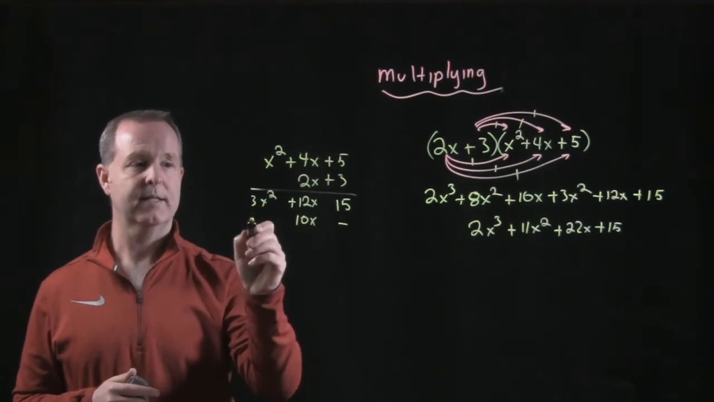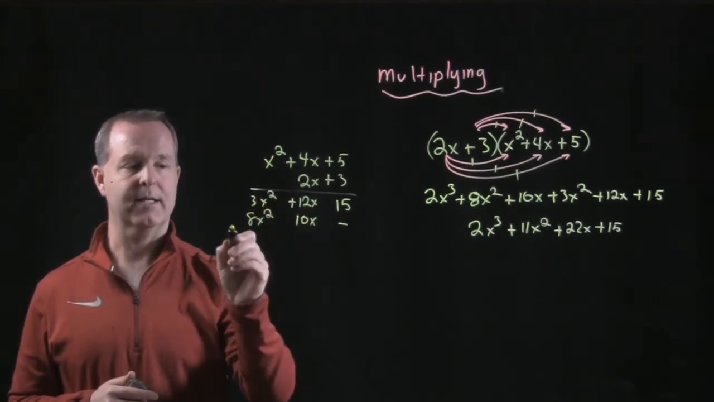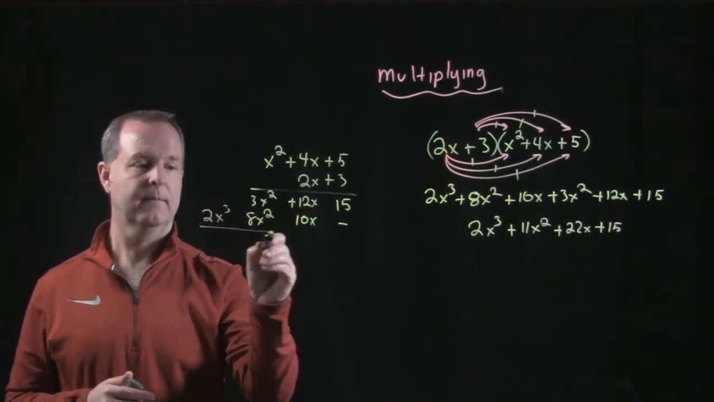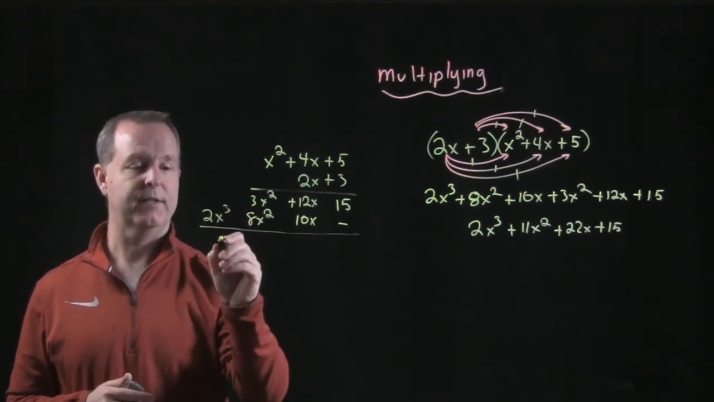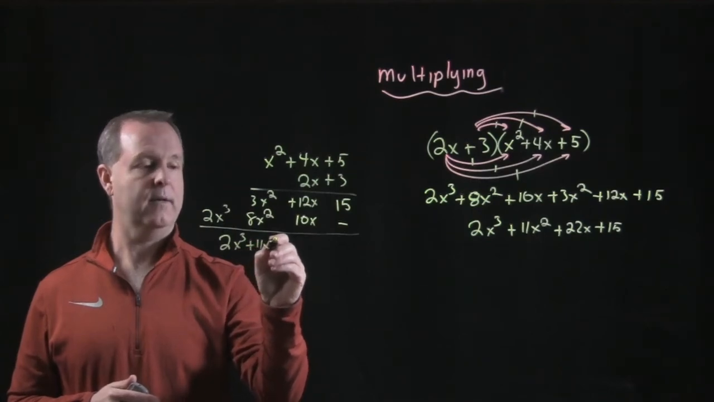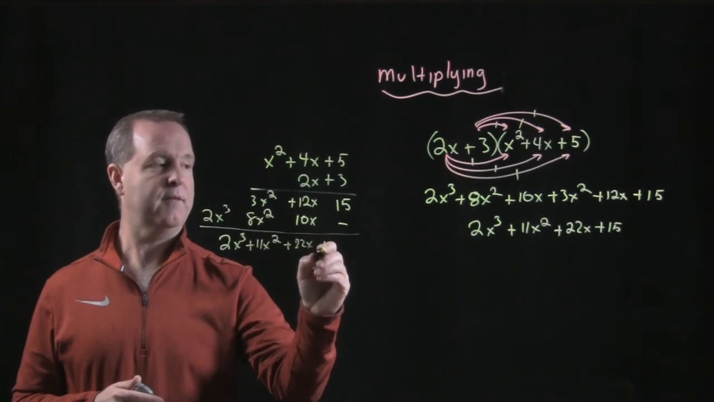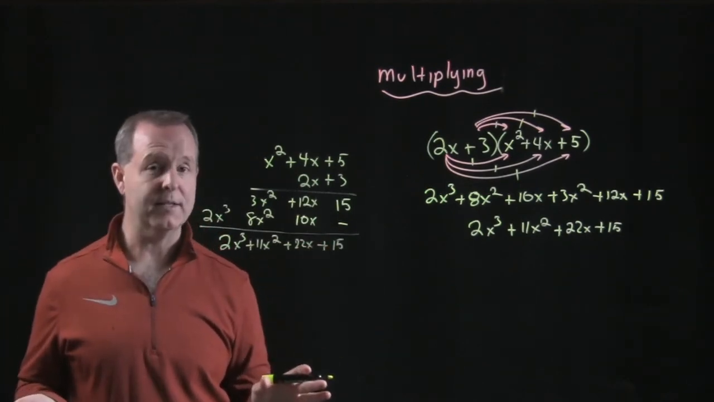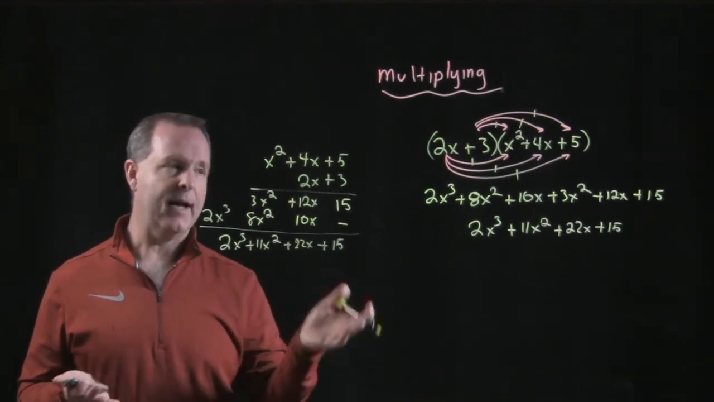2x times a 4x produces an 8x squared. And then 2x times an x squared produces a 2x cubed. Add all my like terms, so I have a 2x cubed plus 11x squared plus a 22x plus a 15. So either way that you want to do it, please do. Maybe practice both and go from there.